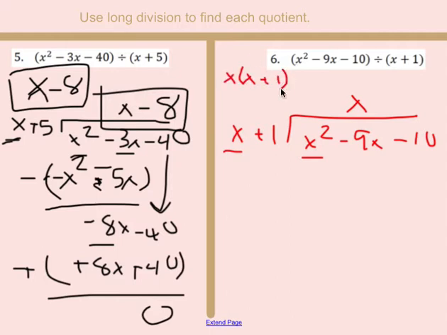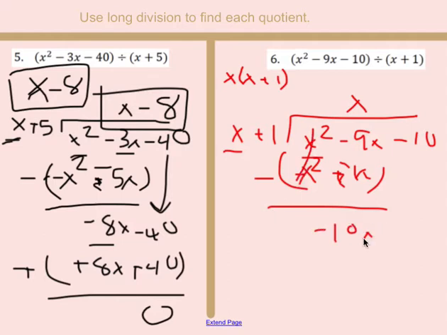I'm going to stop writing that out because I'm hoping if you still need to that you'll write it out yourself. So then I get x squared plus 1x. And again, that's being subtracted, so you may want to change the signs of everything. My x squareds are going to cancel. Negative 9x minus 1x is negative 10x. And then you're going to drop down the negative 10.